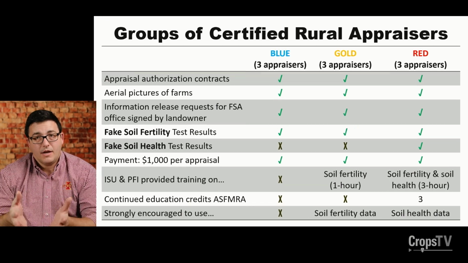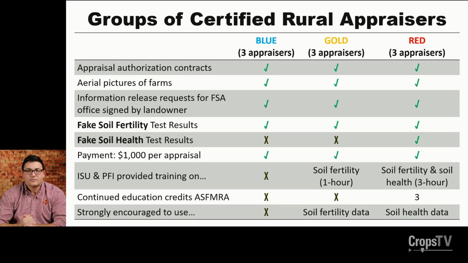So we had the three groups. This is a slide trying to summarize how each of the groups was treated. We had three appraisers in each group. All of them, of course, signed appraisal authorization contracts. They were all provided aerial pictures of the farms. They all received information release requests for the Farm Service Agency office, signed by the landowner, to conduct the appraisal analysis. They all received fake soil fertility test results.